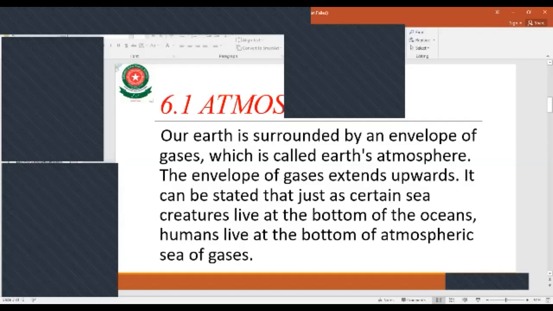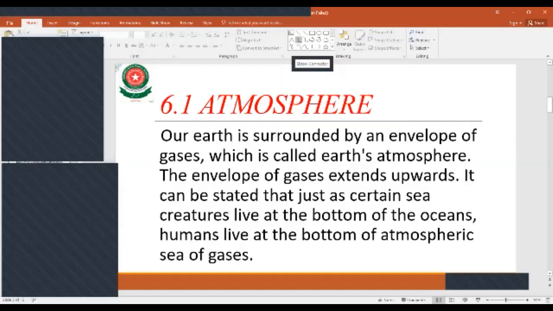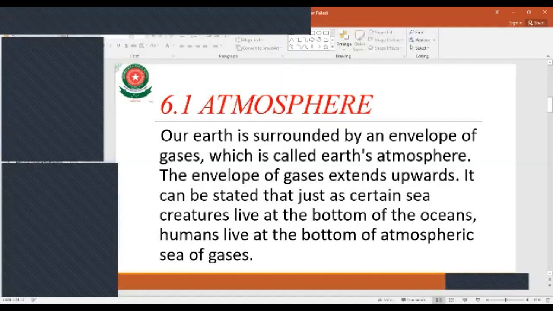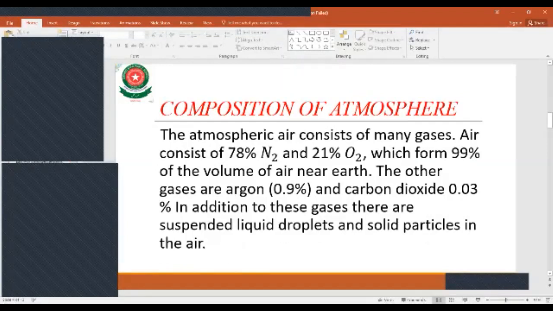Our Earth is surrounded by an envelope of gases, which is called Earth's atmosphere. I told you that in the ocean a large number of creatures are living beneath the water, like we humans are living beneath the envelope of gases, like sea creatures. Okay, composition of atmosphere.